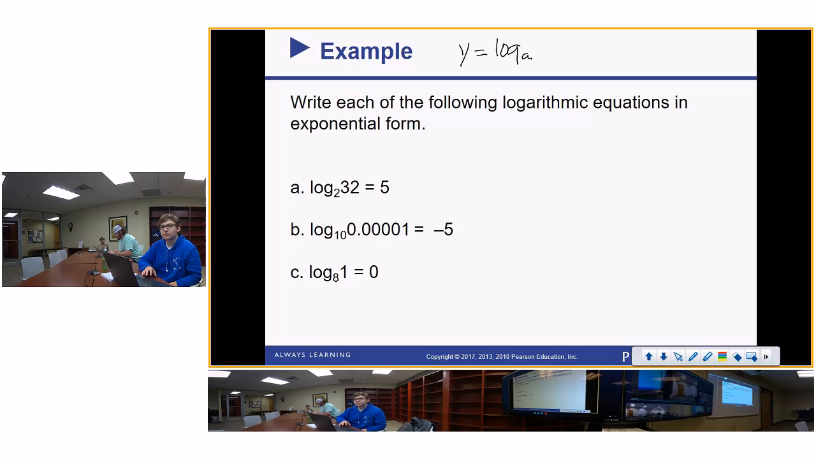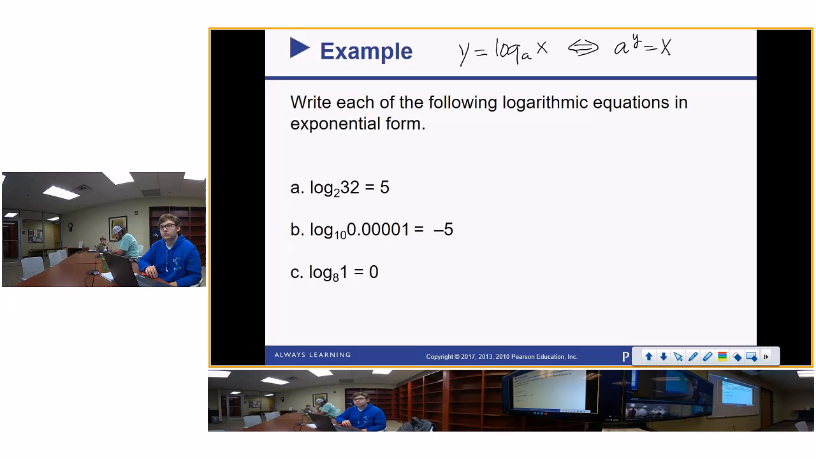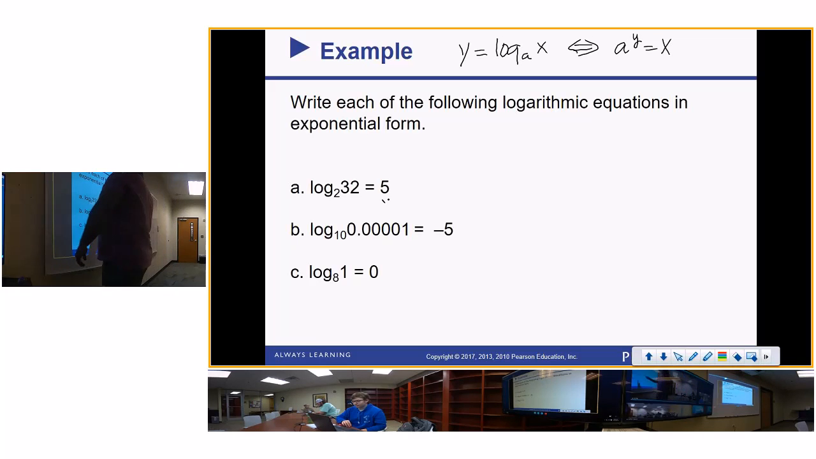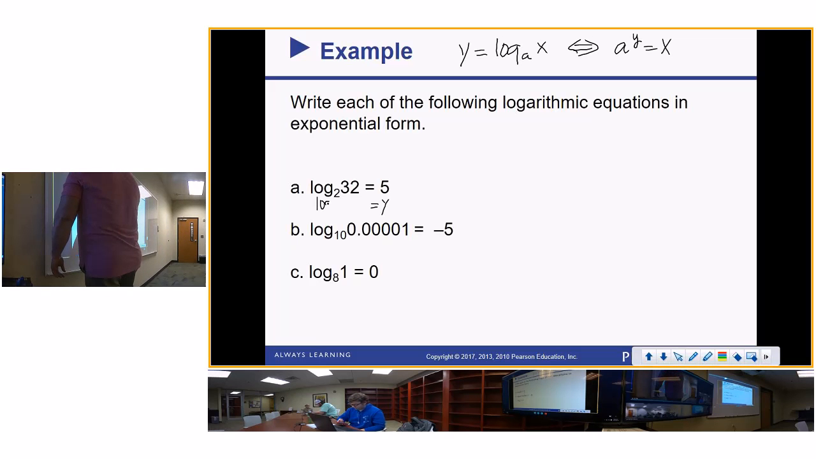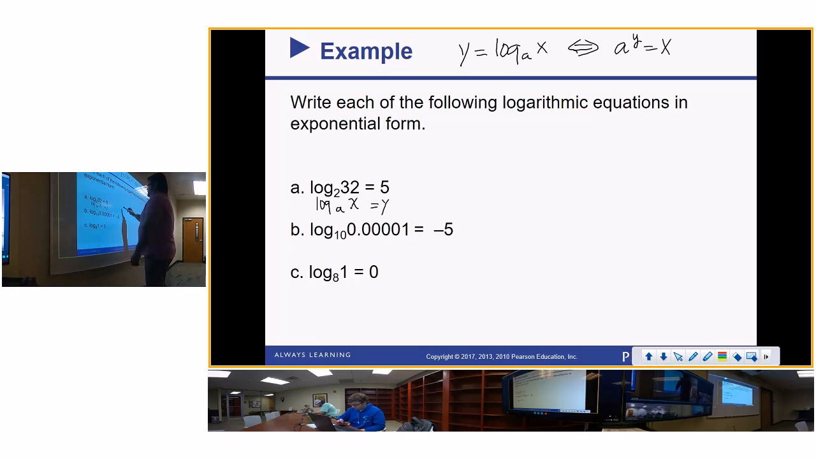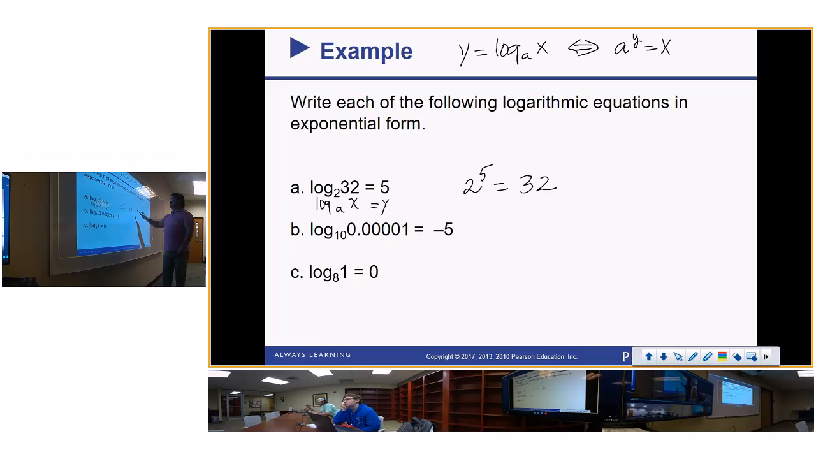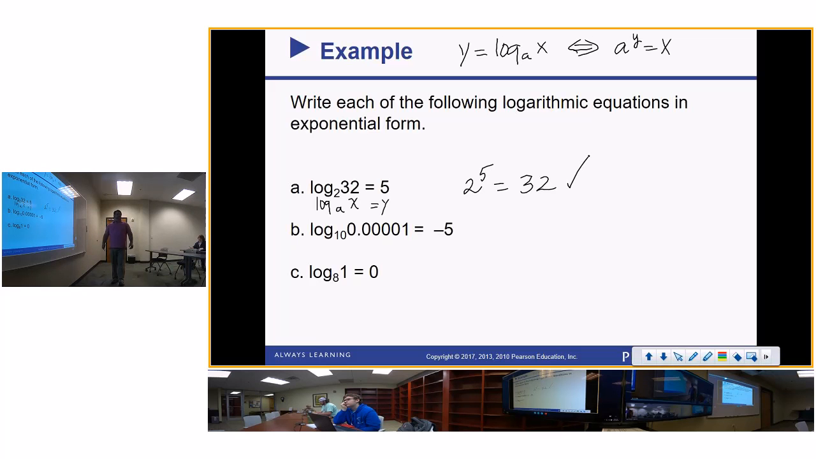Log base a of x yields a to the y is equal to what? x. So let's go over here, and this is y. Log base a of x. So what's a? 2. a would be the 2, is equal to 32. Is that correct? Yep. Yes. 2 to the 5th is equal to 32. All right, do the other ones.